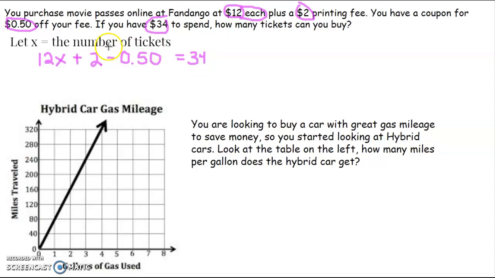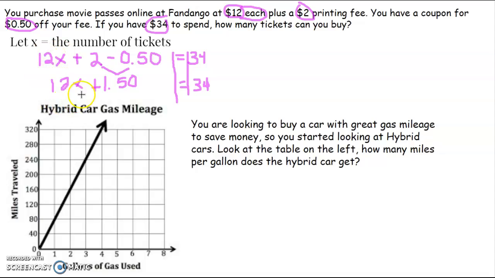Okay, so the first thing I have to do is look at the left side of my equal sign. I notice I have two numbers that are constants, which means they don't have variables. I go ahead, I draw my ladder. I combine my constants, which is 2 minus 50 cents, which is $1.50. And then I go ahead and bring down my 12x, my plus because it remains positive, and my equals 34 because that did not change.